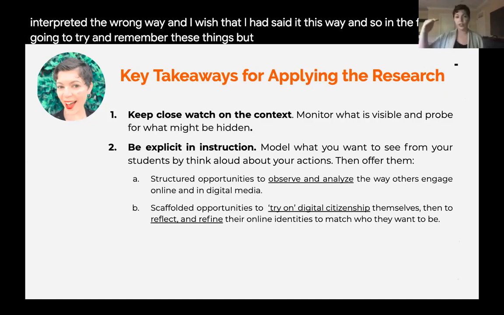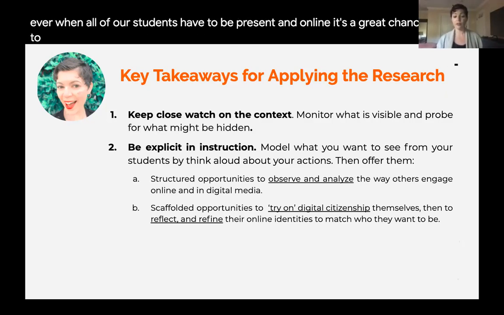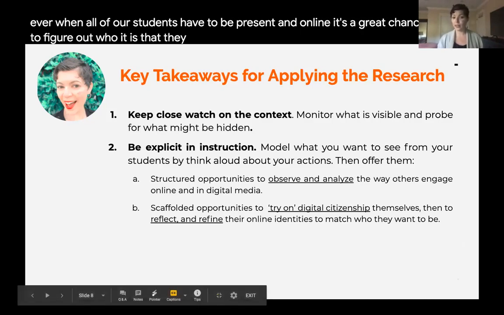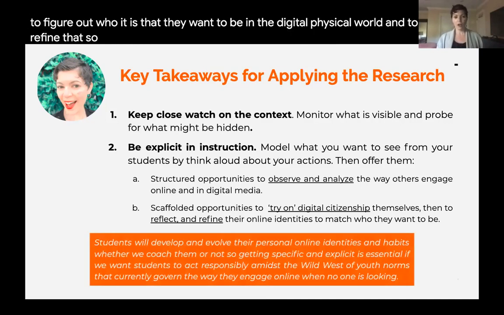But to really step by step scaffold these things, because now more than ever, when all of our students have to be present and online, it's a great chance for them to figure out who it is that they want to be in the digital physical world, and to really refine that. So those are some key takeaways.